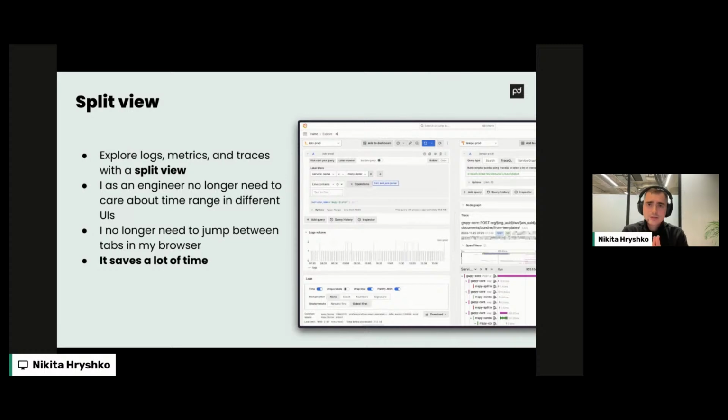Of course, thanks to Grafana, we gave our engineers a split view, a view that helps to explore different data sources just on one screen. And again, I, as an engineer, no longer need to care, for example, about time ranges in different user interfaces. I no longer need to jump between different tabs in my browsers. It saves a lot of time and prevents stupid mistakes.